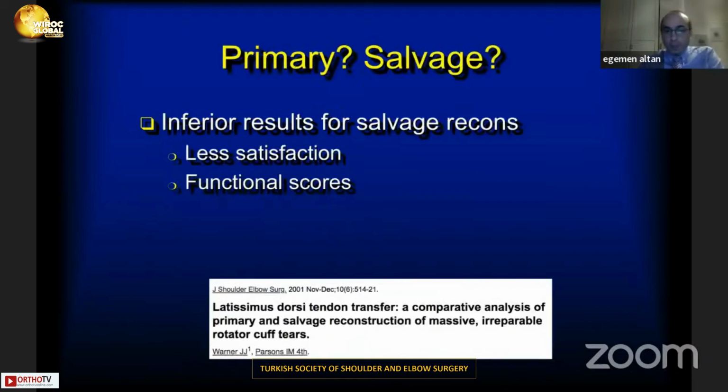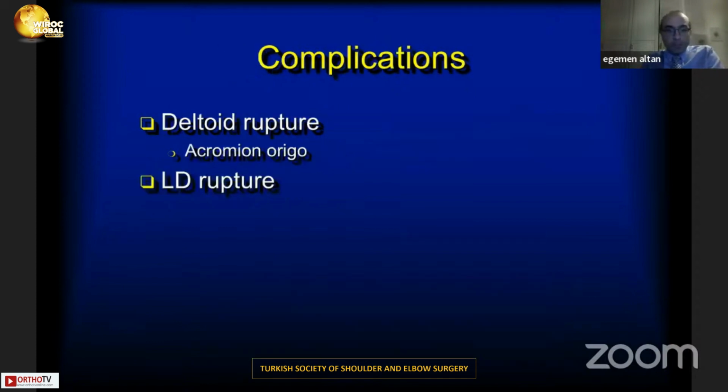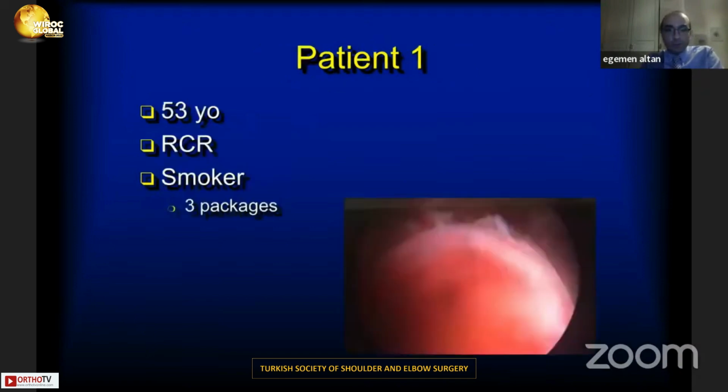Warner also answered this question: do we do a primary surgery or a salvage tendon transfer for these patients? If you do a salvage reconstruction, you can have inferior results when compared with the primary, with less satisfaction and functional scores. Also, we may have some complications like deltoid rupture and latissimus dorsi re-ruptures.